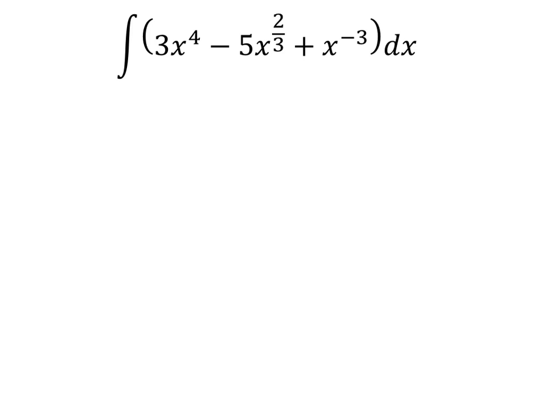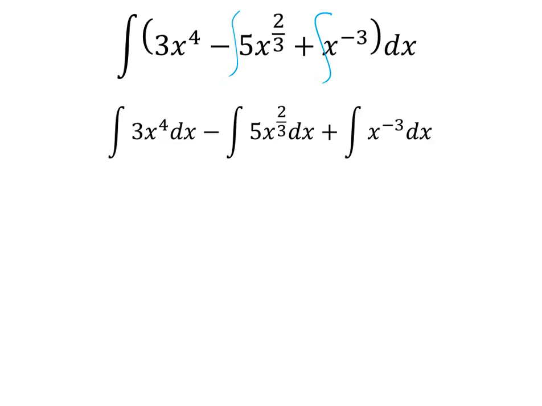All right, so here, if we want to take the integral of 3x to the 4th minus 5x to the 2/3 plus x to the -3, we can take the integral of everything separately. Now, when we do the power rule, the first one will be 3x to the 4 plus 1 all over 4 plus 1. Which means our very first one would be 3x^5 all over 5. So there's our very first one using the power rule.